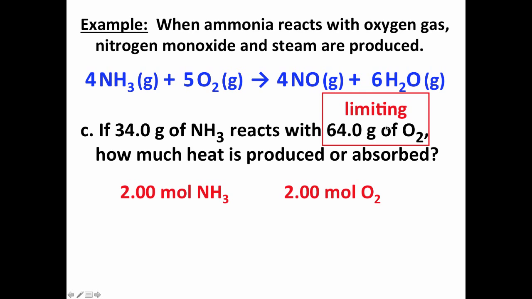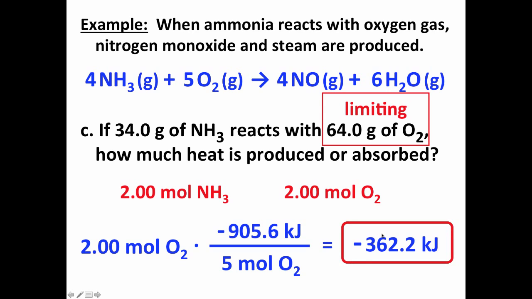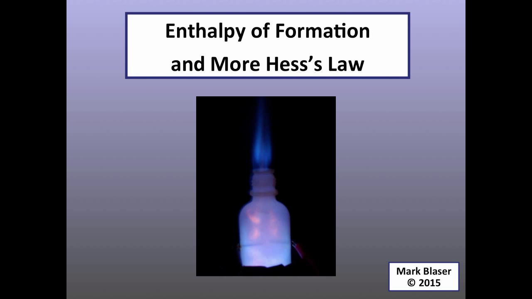That's our limiting reactant. And then to determine the amount of heat produced, we of course start with our limiting reactant, 2 moles of O2, and then we note that we just figured out that 905.6 kilojoules of energy or heat is given off when 5 moles of O2 react, so that's our conversion factor. And then that calculation gives us negative 362.2 kilojoules of energy or enthalpy or heat given off when those amounts of ammonia and oxygen react. And that is it for enthalpy of formation and more Hess's law.